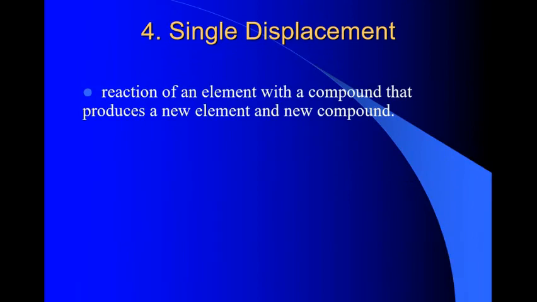Next is single displacement reaction. How you identify a single displacement reaction is that, this one's not as easy, so there's not going to be that telltale sign. You have an element and compound on the reactant side, and then you have a different element and compound on the product side. So somebody's single on the reactant side, somebody else is single on the product side.